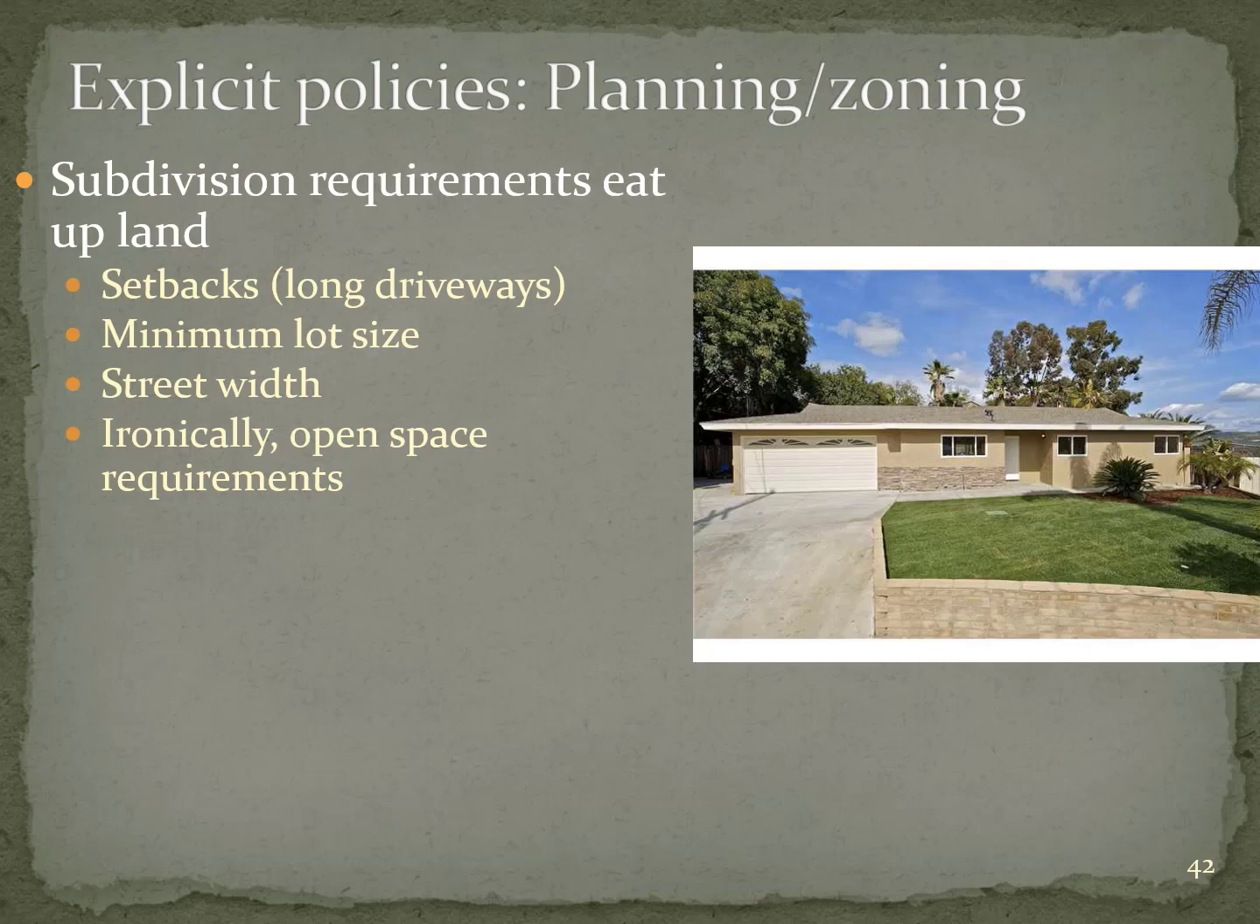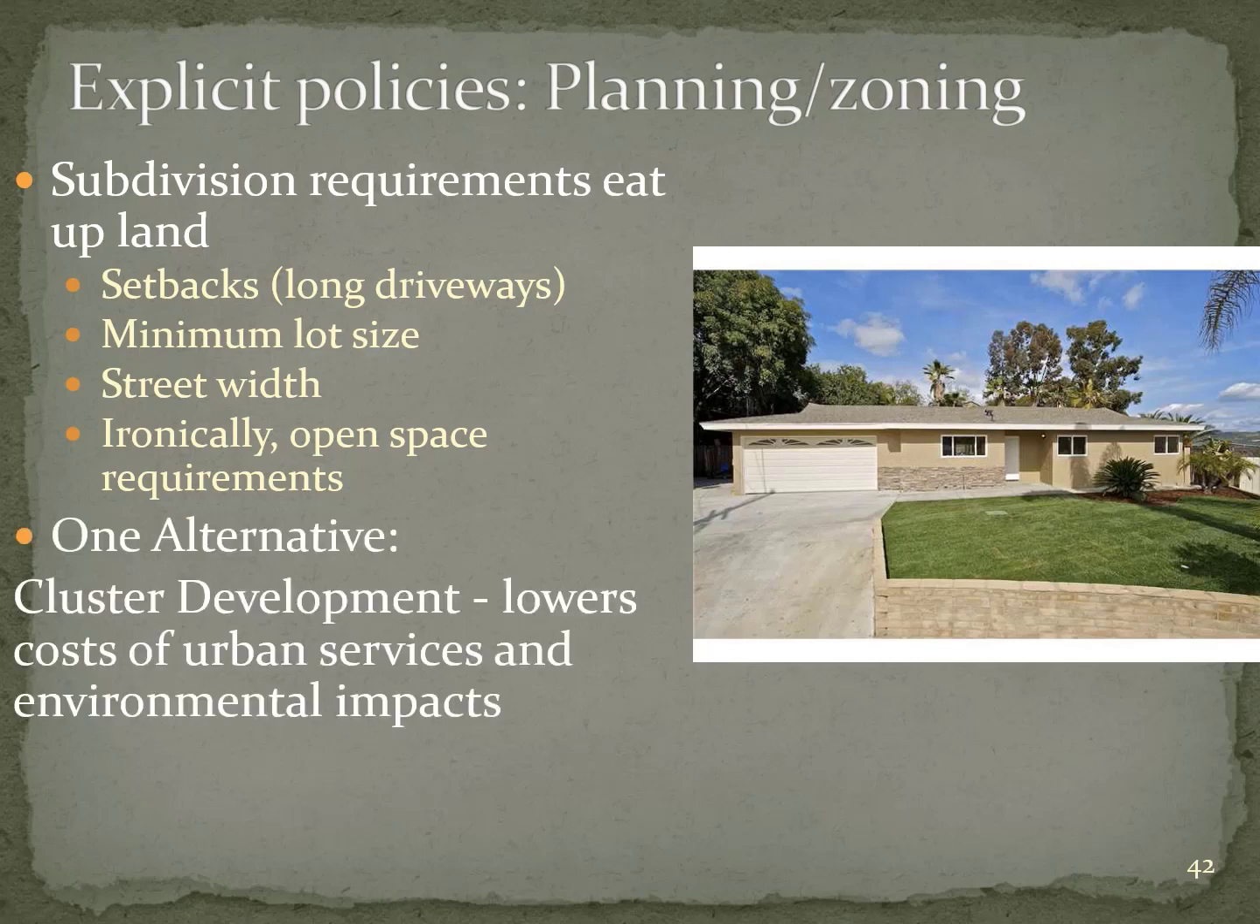Examples of subdivision requirements. There's setback requirements, so the house has to be a certain distance from the driveway. You have a long driveway because it looks pretty. Whoever decided. A minimum lot size, so it has to be at least this big. Minimum street width. And also, ironically, with all these requirements, there's also open space requirements, right? Where there can't really be anything.